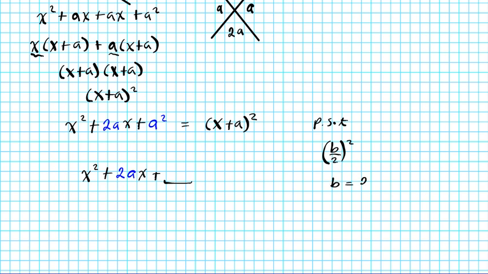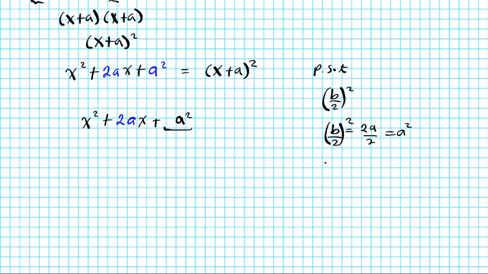What happens when I do b over 2? If I divide 2a by 2, I end up with a. If I square this, I have a squared. So you can see that b over 2 squared gives me a squared, and I have a perfect square trinomial. Anytime you hear the words perfect square trinomial, the first thing that should come into your mind is b over 2 squared.